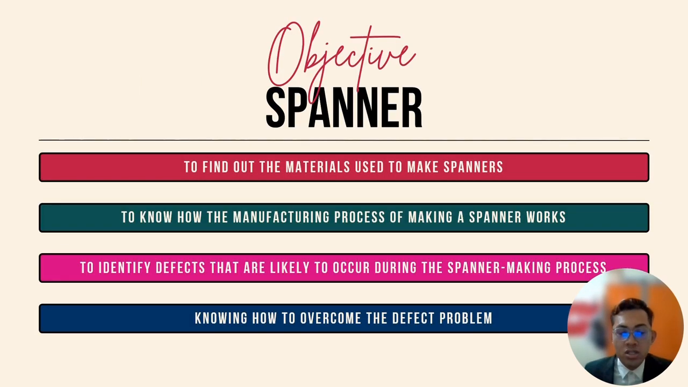Now, for objective spanner. Firstly, to find out the materials used to make spanners. Second, to know how the manufacturing process of making a spanner works. Thirdly, to identify defects that are likely to occur during the spanner making process. Lastly, knowing how to overcome the defect problem.